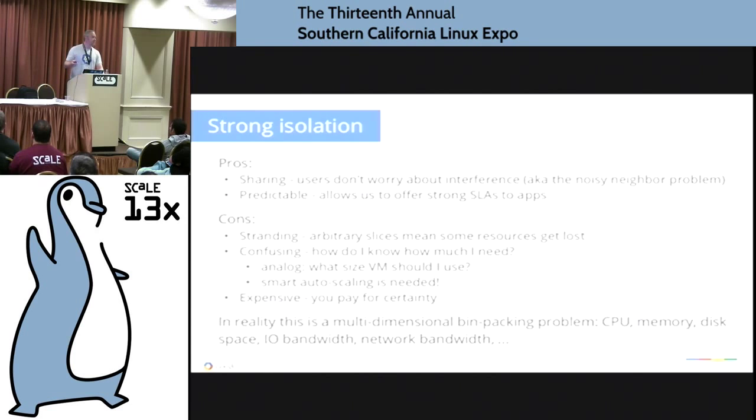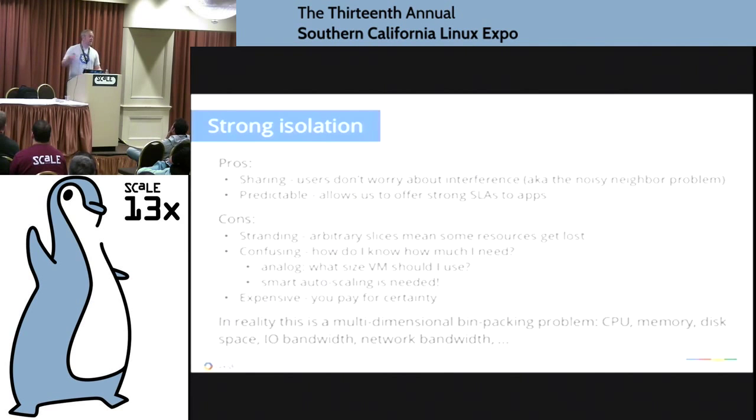It's confusing. People always ask us, well, how much memory should I buy, right? Well, the analog today is like, what size VM do you buy, right? Do you buy a 4-core or an 8-core VM, right? VMs typically come in a small menu of sizes, whereas containers we offer in sort of arbitrary slices. So one of the things that we really need here is sort of smart auto-scaling. And isolation is expensive, right? The more certainty you want, the more expensive it is.